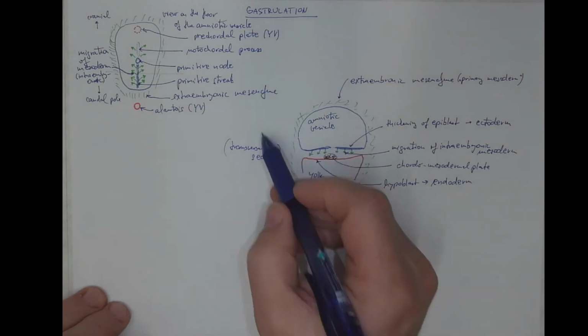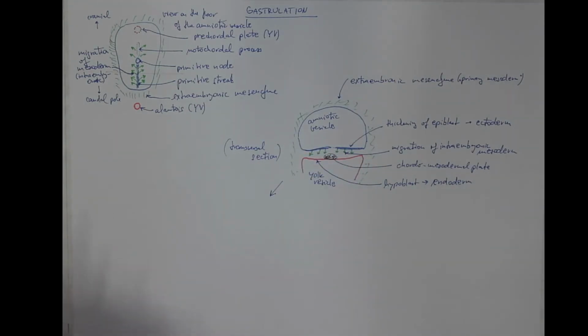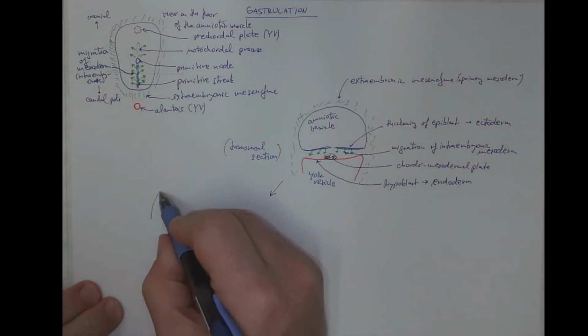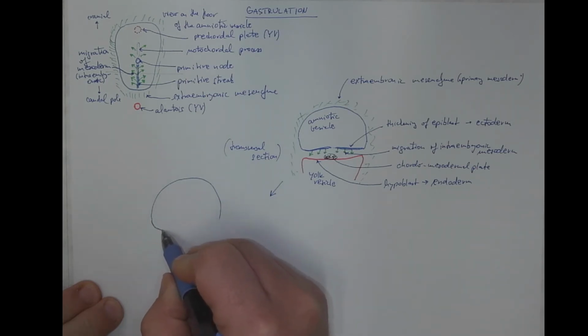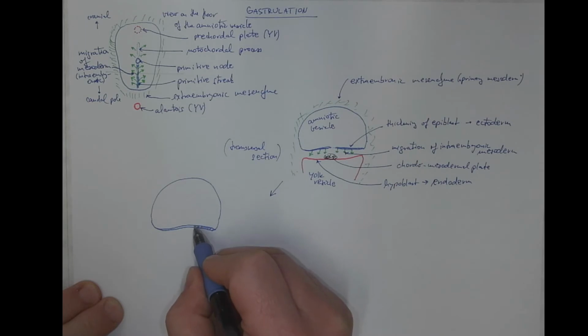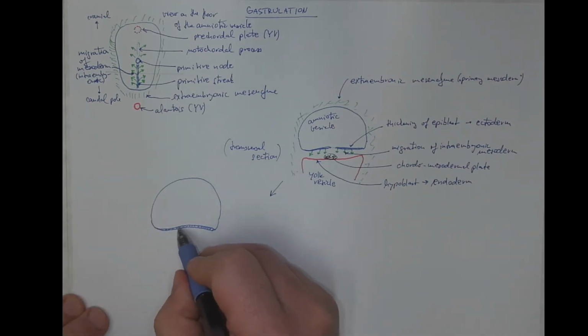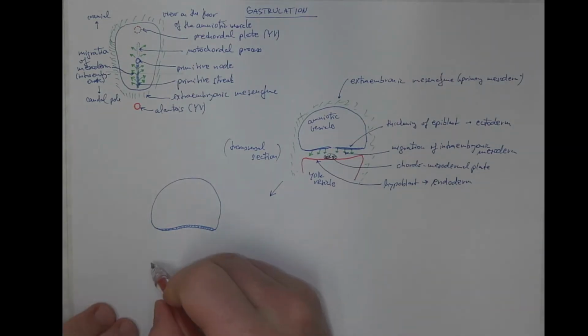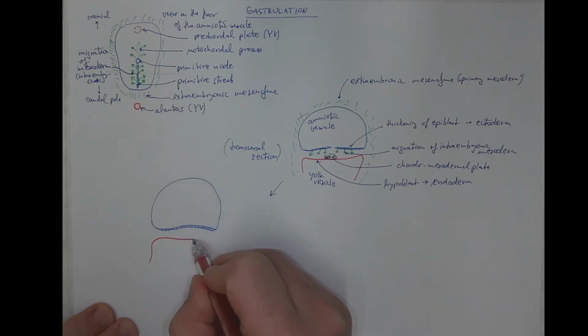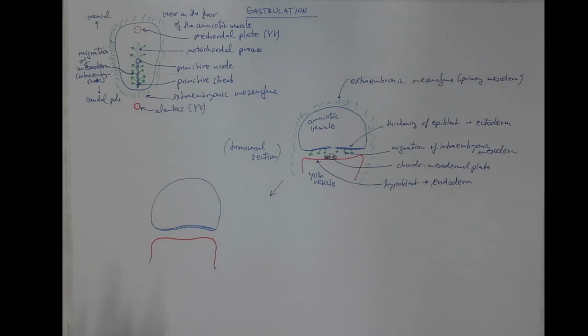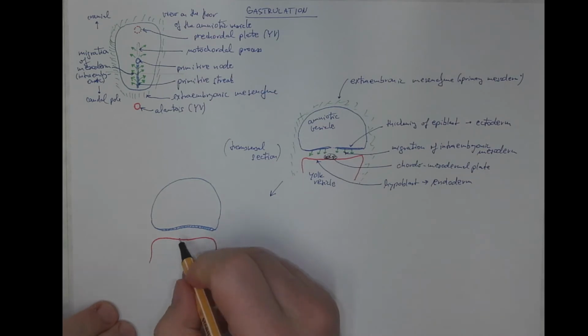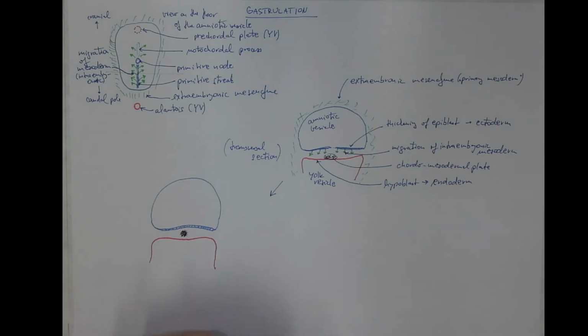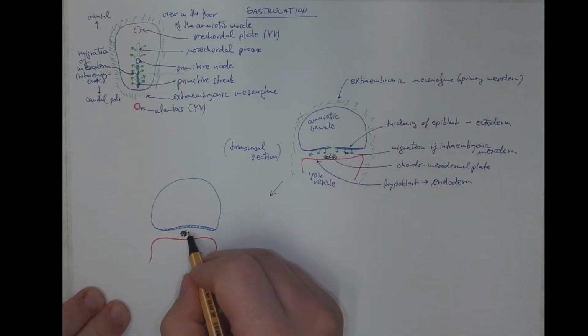So how does the gastrula look like? Finally, we got the amniotic vesicle with the embryonic ectoderm on the dorsal aspect of the body. We got the yolk vesicle with the embryonic endoderm on its roof. This chordomesodermal plate will become independent and will form the notochord as the central axial structure, on both sides of which the mesoderm will be organized.